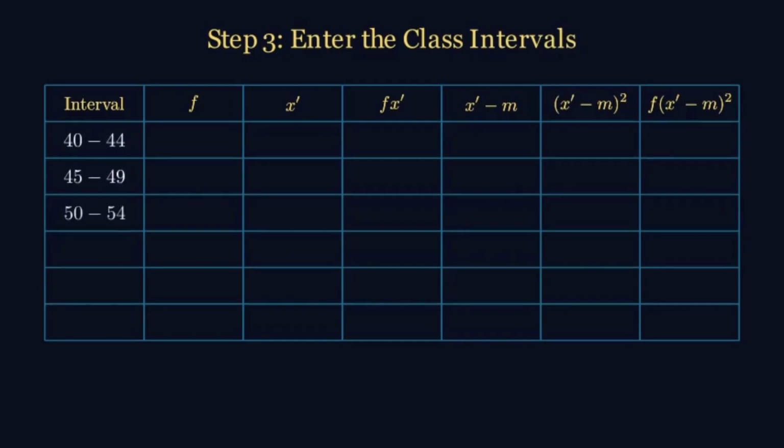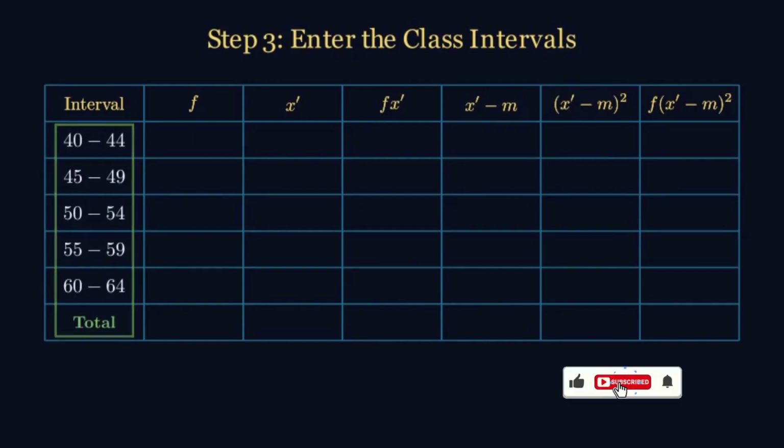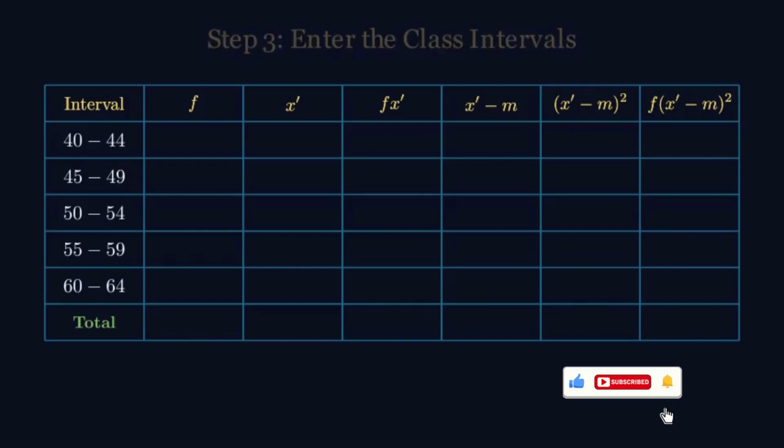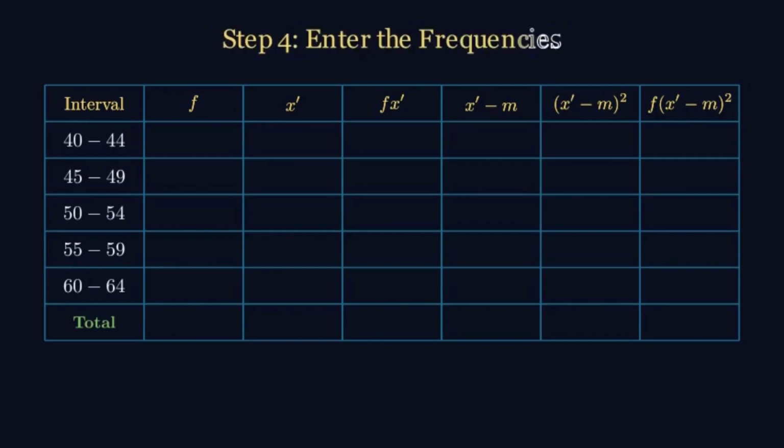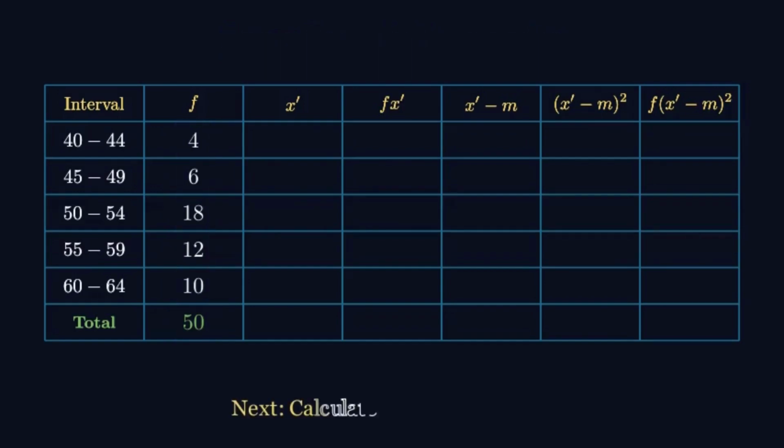Now, we enter the class intervals exactly as given in the frequency distribution. After that, we record the corresponding frequencies for each interval and calculate the total frequency. With the table now prepared, we're ready to calculate the mid-values for each class interval and continue with the remaining steps.